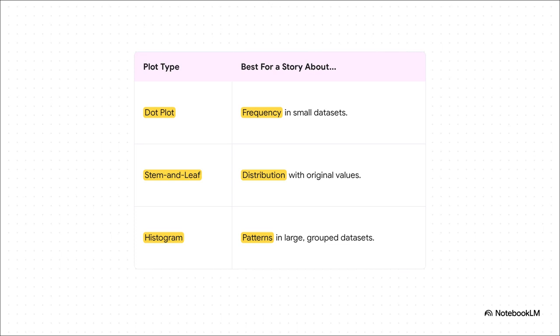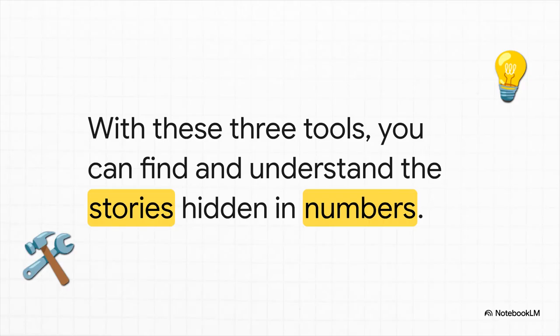If you need a quick and easy count with just a few data points, the dot plot is your friend. If you need to see the whole spread of the group, but without losing any of the details, the stem and leaf plot is perfect. And when you've got a massive amount of data and you just need that big picture trend, the histogram is absolutely your go-to. And that's really the big takeaway here.